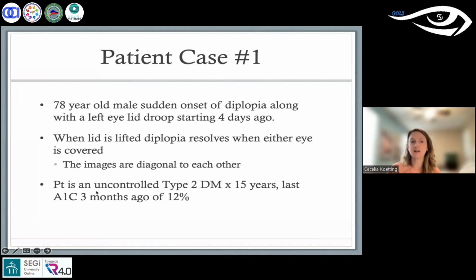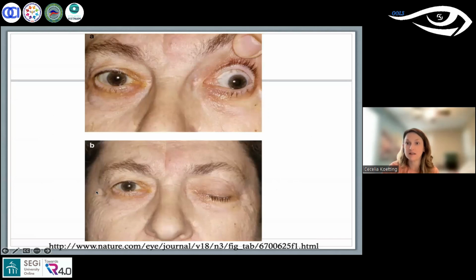And the patient does have uncontrolled type 2 diabetes for the last 15 years. Last A1C 3 months ago was 12%. Not really good. So things were already kind of running through our brain of what's going on. We've got one eye that's down and out. We've got double vision that's diagonal. We've got one eyelid that's kind of closed on the same eye that's having issues.